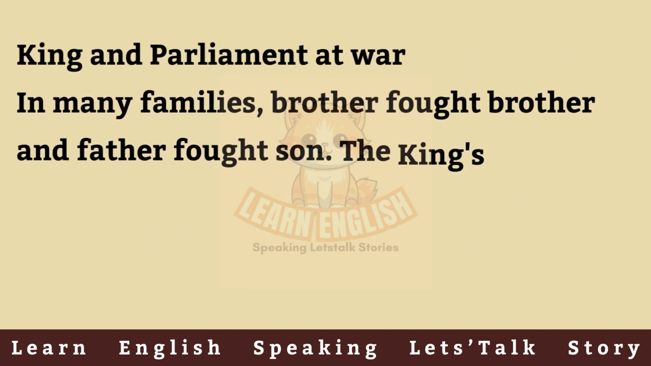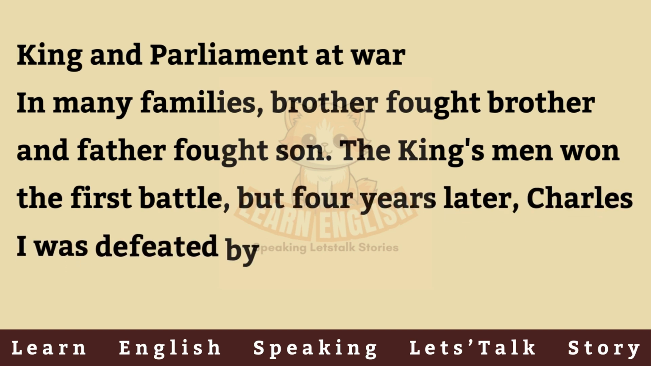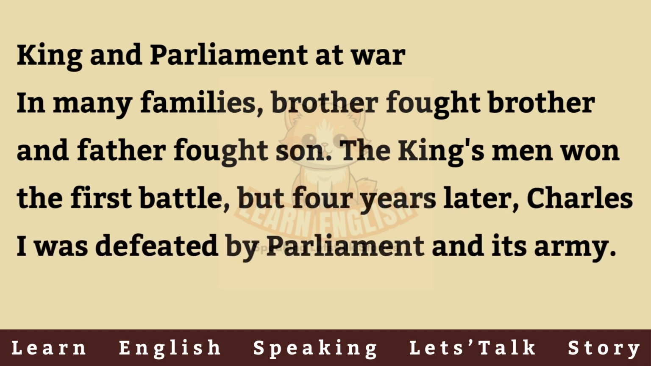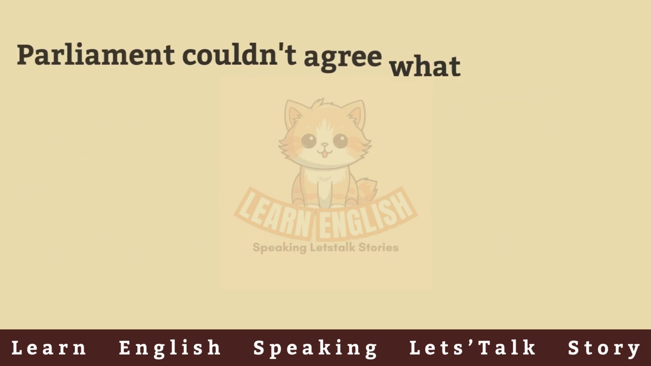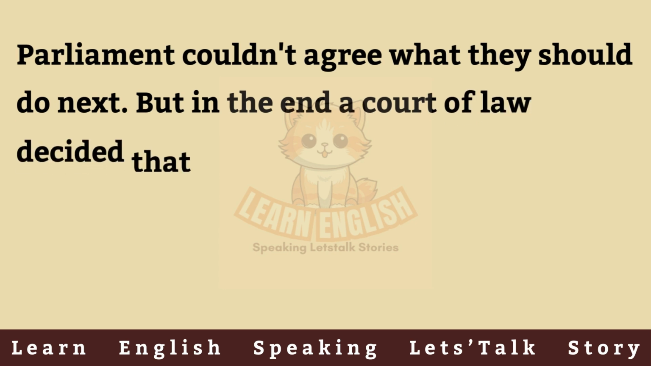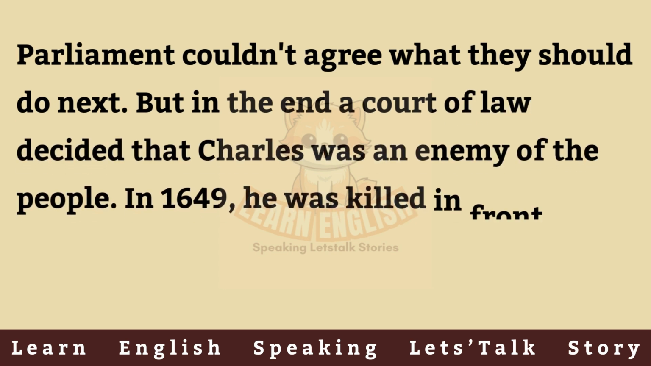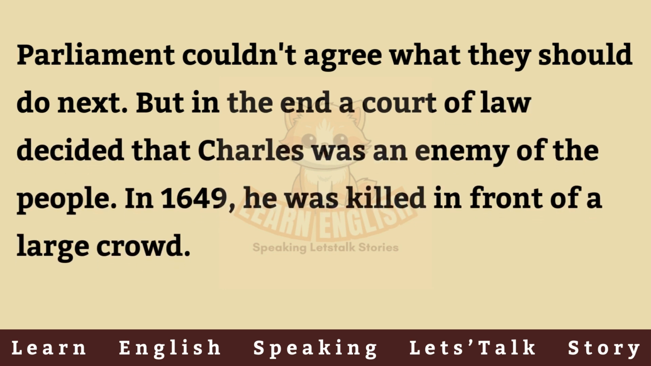King and Parliament at war. In many families, brother fought brother and father fought son. The king's men won the first battle, but 4 years later, Charles I was defeated by Parliament and its army. Parliament couldn't agree what they should do next, but in the end, a court of law decided that Charles was an enemy of the people. In 1649, he was killed in front of a large crowd.